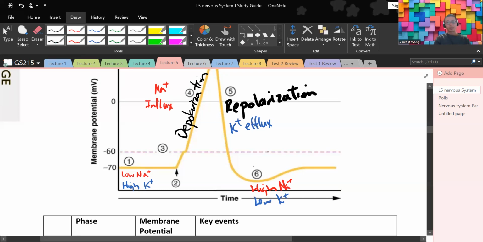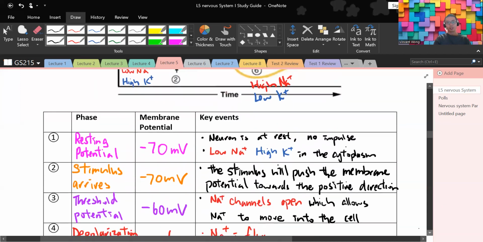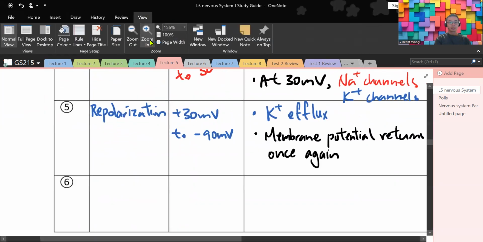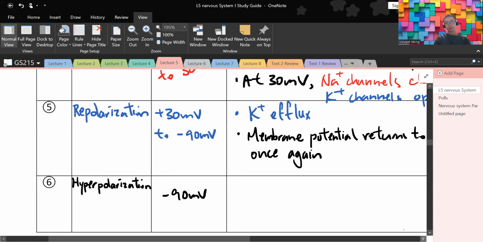Okay. So at number 6, we have a name for this. This is called the hyperpolarization. Okay. Hyperpolarization. It's too negative. That's what it means. Minus 90. Okay.